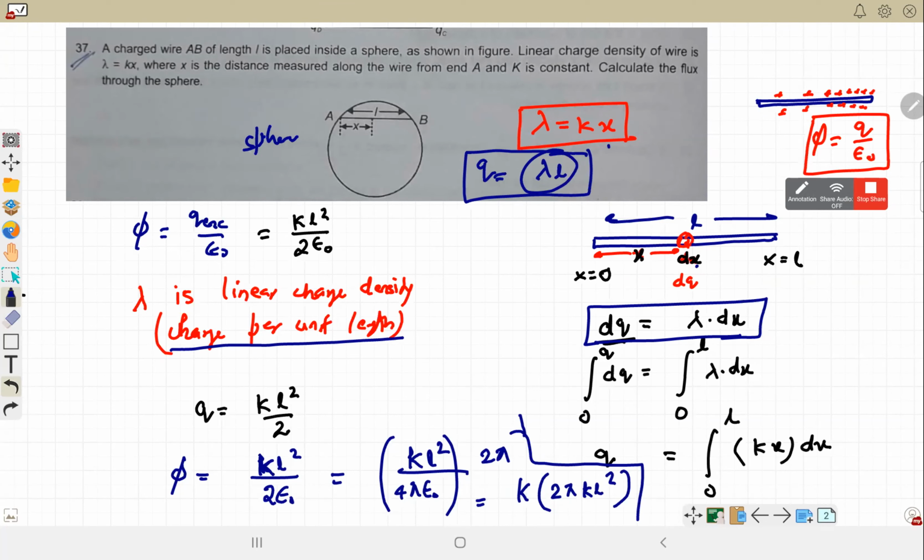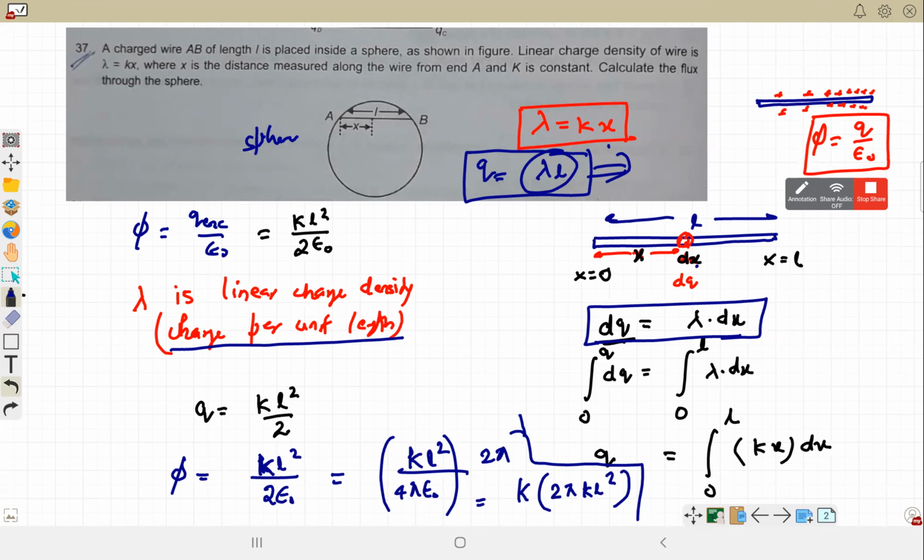When a quantity is continuously changing, for a small change, we calculate its value. Small length dx. For this small length dx, we calculate its value by using the similar type of formula. Charge is charge density into length. So dq is charge density lambda into length, and length is dx.